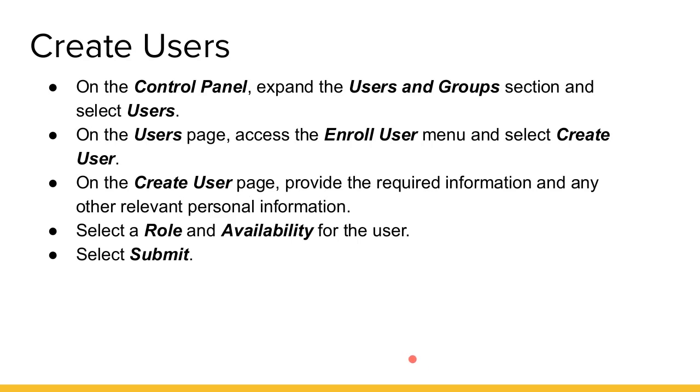Creating users is where you can either enroll an existing user, or you can select create user and create a brand new account to enroll them into the course. When you are creating a user, you also want to select what role they are going to be within the course, as well as availability. Whether it's available or not available determines whether they will be able to see any of the content in your course.